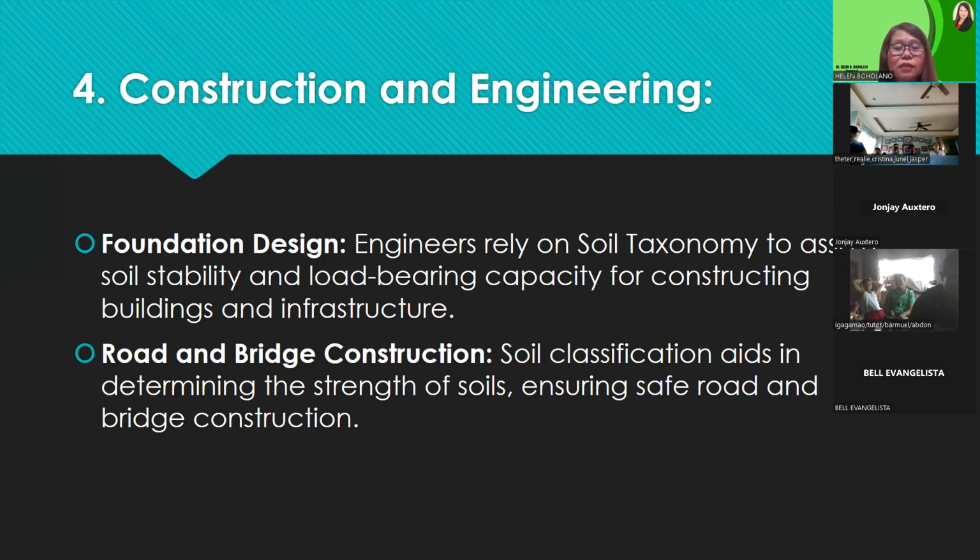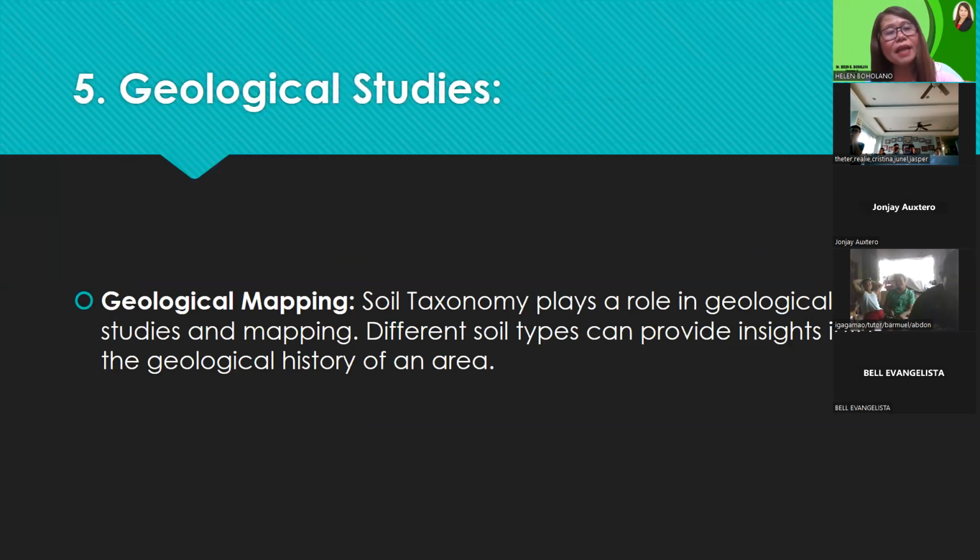Engineers rely on soil taxonomy to assess soil stability and load-bearing capacity for constructing buildings and infrastructure. So meaning, once assessed, this soil can support about a 10-story building, while this one cannot, it should only be 2 stories. It has already been assessed because it's important to know the soil taxonomy. For road and bridge construction, of course, soil taxonomy aids in determining the strength of soil, ensuring safe road and bridge construction. Another is geological studies.